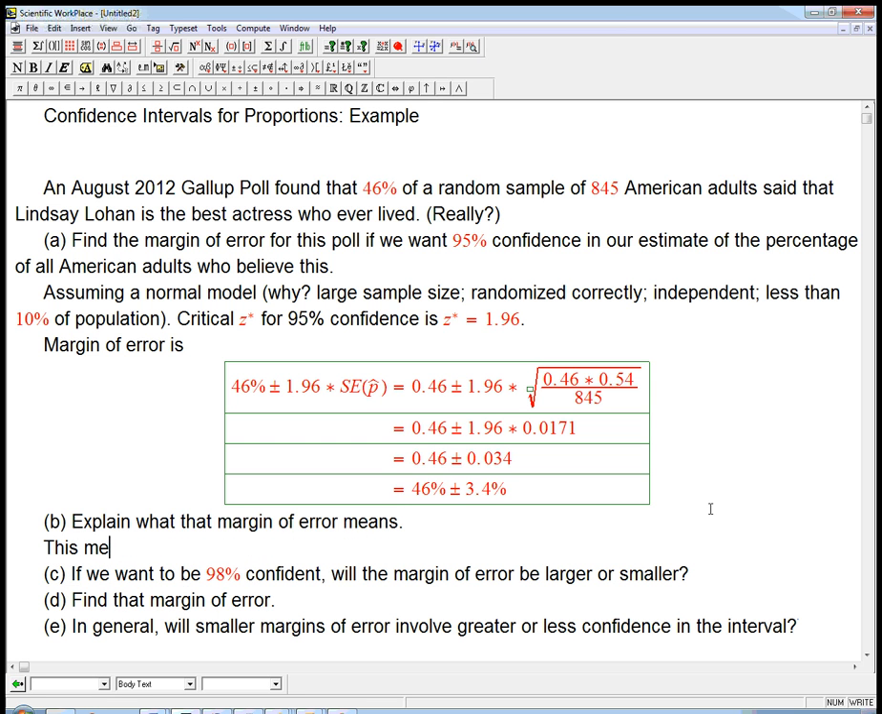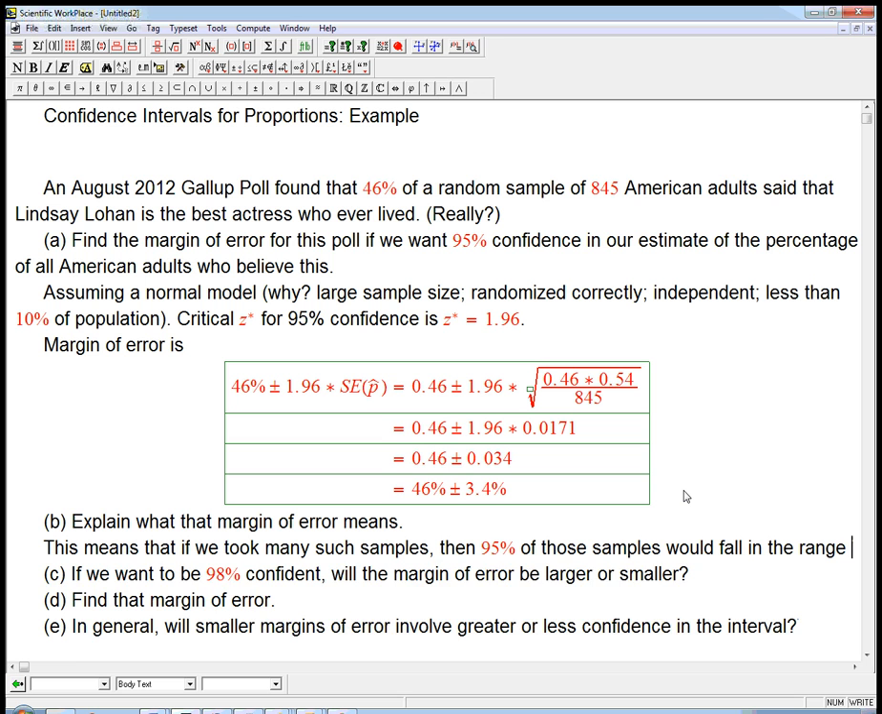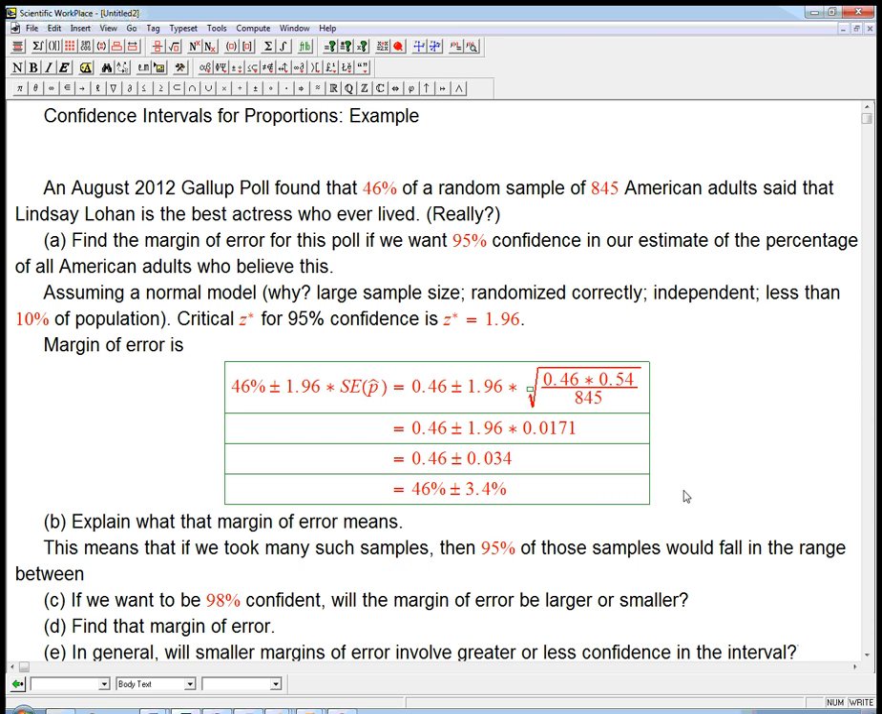This means that if we took many such samples, if we took a sample of 845 American adults over and over and over again, independently, randomly, different samples each time, then 95% of those samples would fall in the range between, well, 46 minus 3.4% is 42.6%, and would result in proportions saying that Lindsay Lohan is the best actress who ever lived.